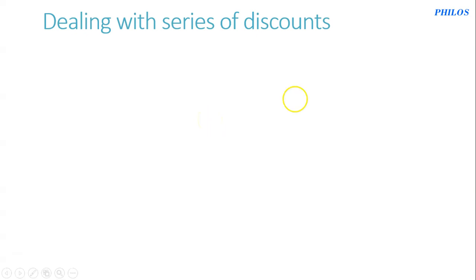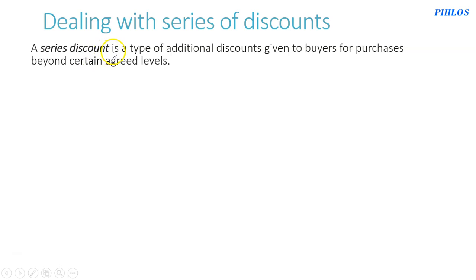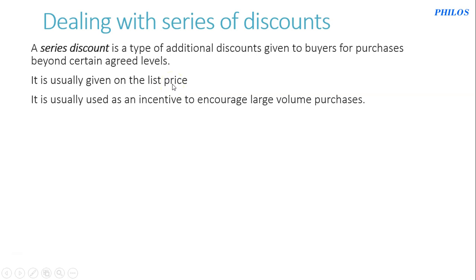So let's look at how to deal with series of discounts. A series discount is a type of additional discount given to buyers for purchases beyond certain agreed levels. It is usually given on the list price. Also, it is usually used as an incentive to encourage large volume purchases. So in order to encourage large volume purchases, we give series discounts.